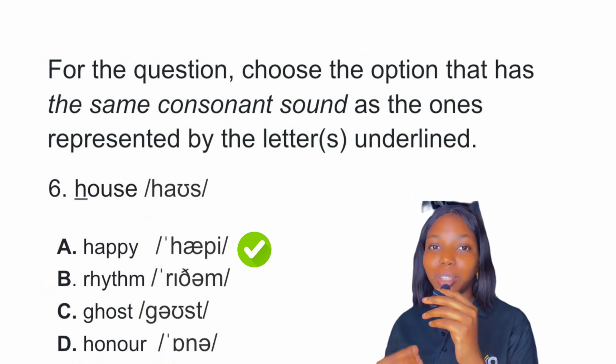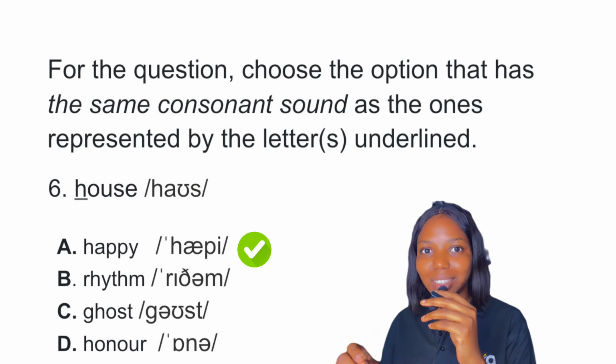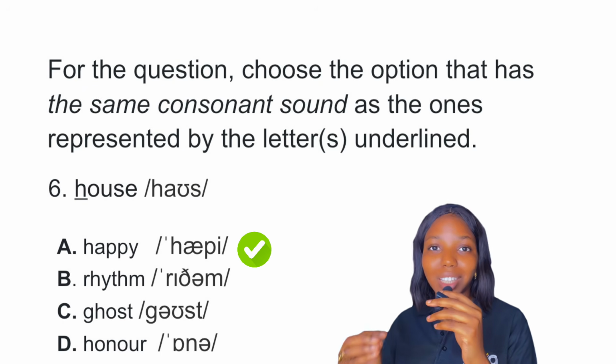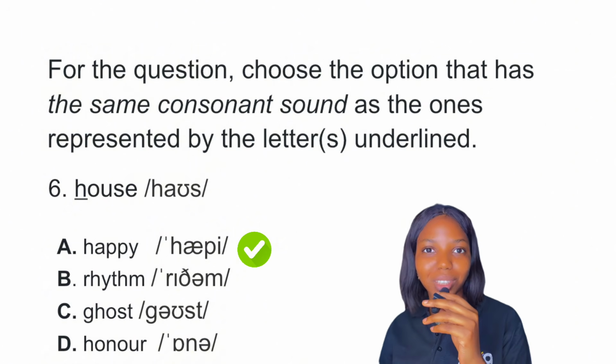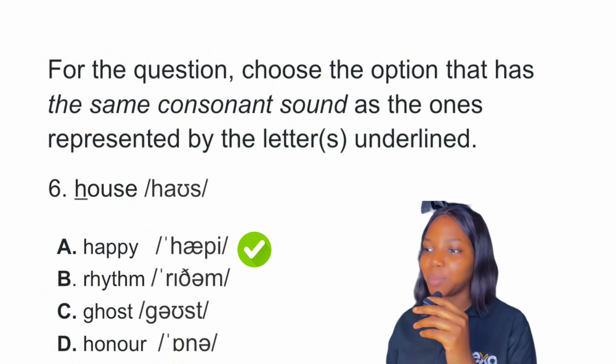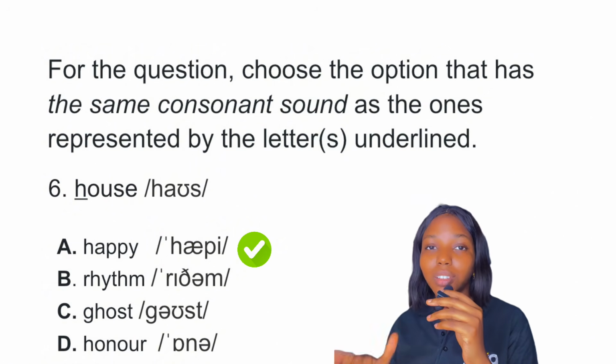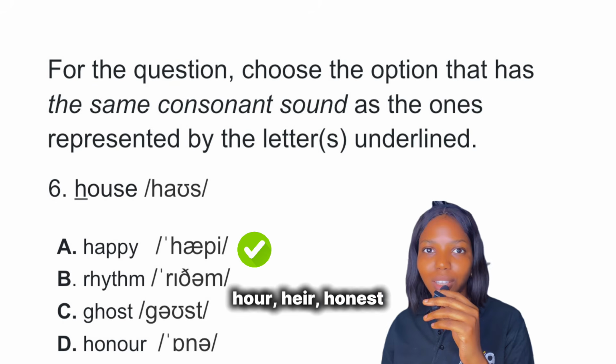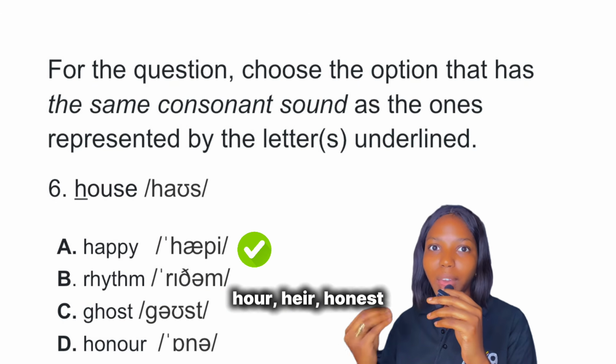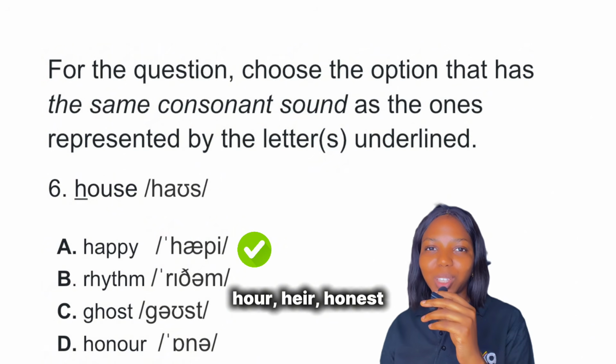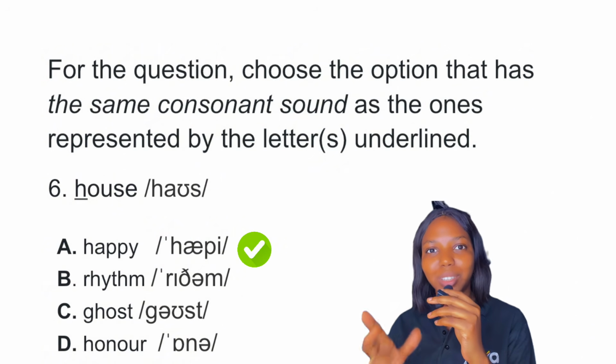Option B, we have reading. Letter H is silent in reading. Option C, letter H is also silent in ghost. Okay, so the word is ghost. Option D, honor. Letter H is also silent. Honor, hour, heir. So in these words, letter H is silent. Okay, so the final answer to this question is definitely option A.